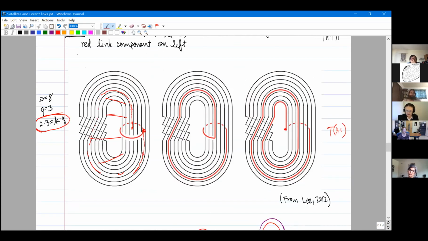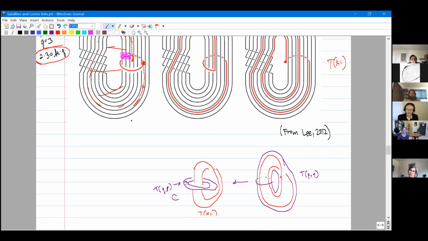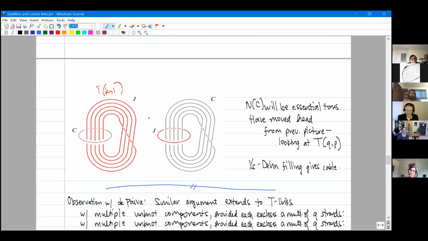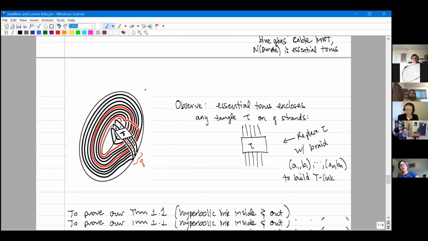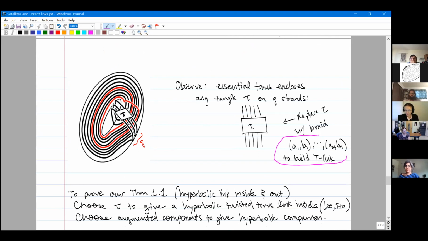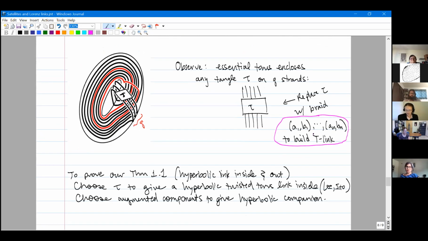So every one of these moves, when you're untwisting these things, they avoid a region like so. They all go around something. So I can put any tangle that I want into that particular site. And so we put any tangle we want. We're going to replace it with a braid corresponding to a T-link to get basically whatever T-link we want inside. Okay, and so then to prove the fact that we can get a hyperbolic link inside and out, well, now we can basically make any T-link we want on the outside and nearly any T-link we want on the inside. There's some extra twisting involved.